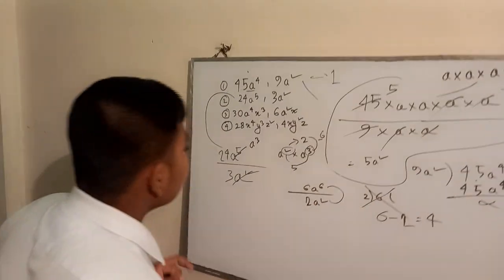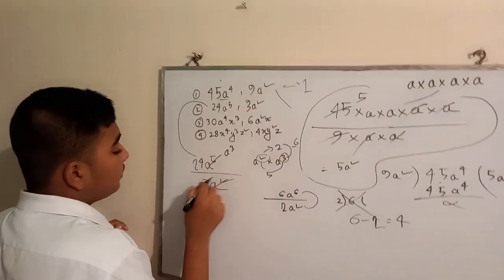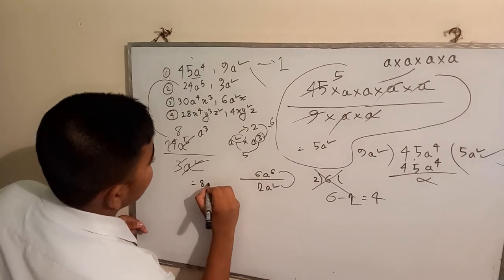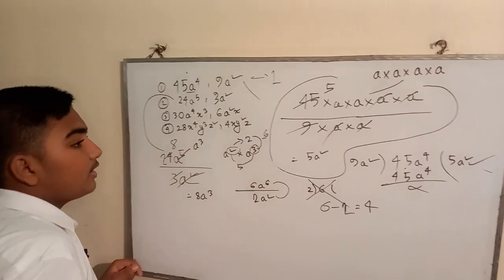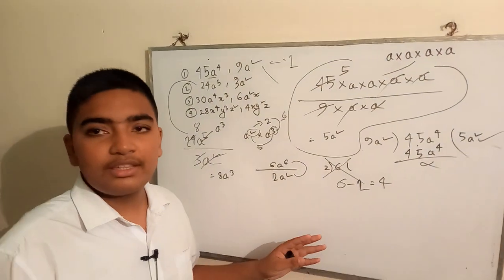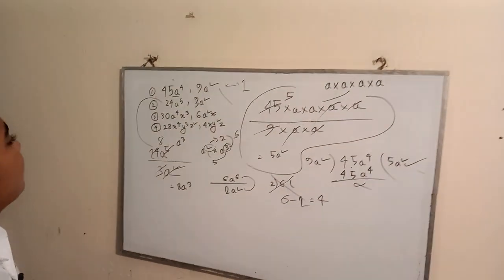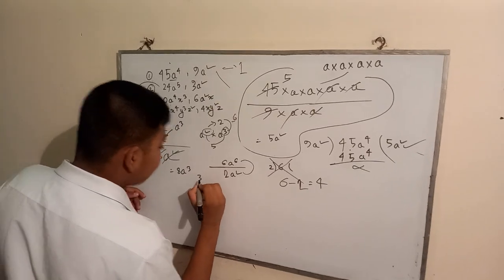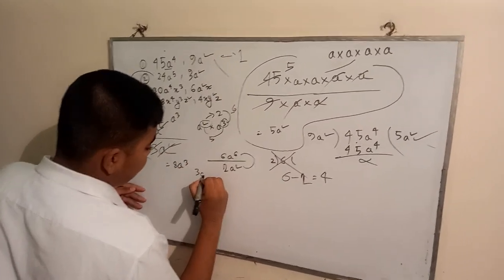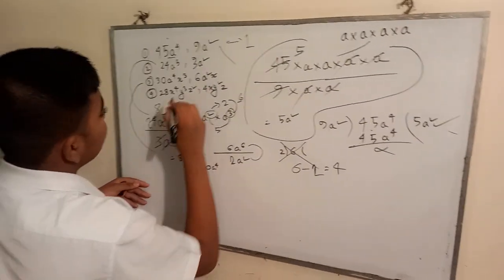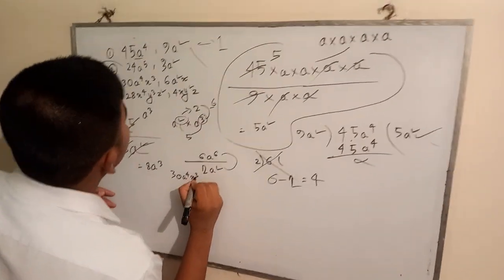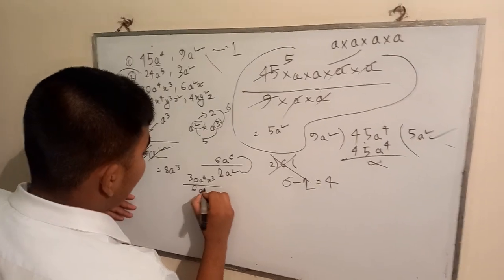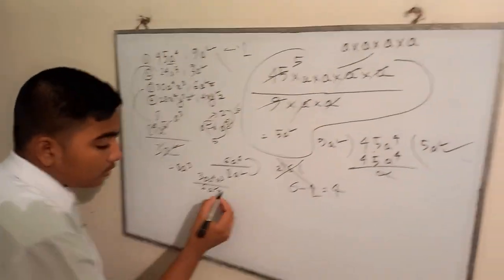So in the same way, here will be 3 and 8, 8A cube. These are the basic rules for doing the subtraction. So as the same rule, do again like this, 30A4x cube by 6A square x. So there is no power.